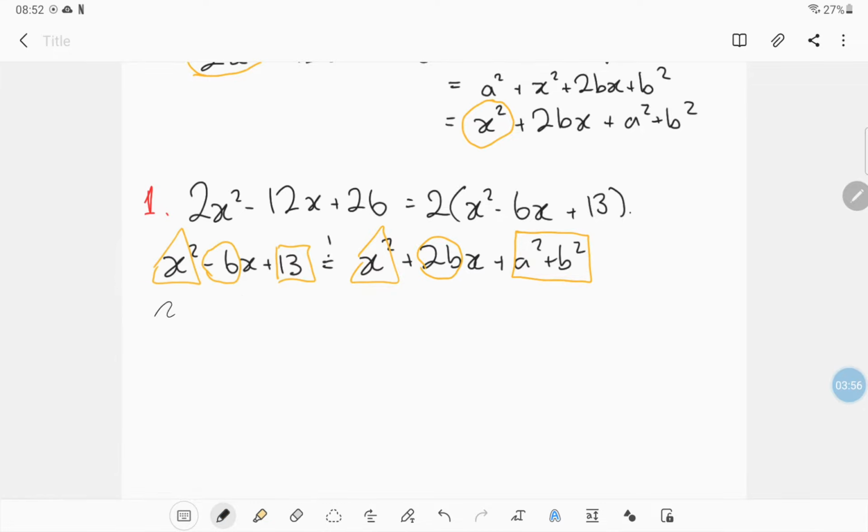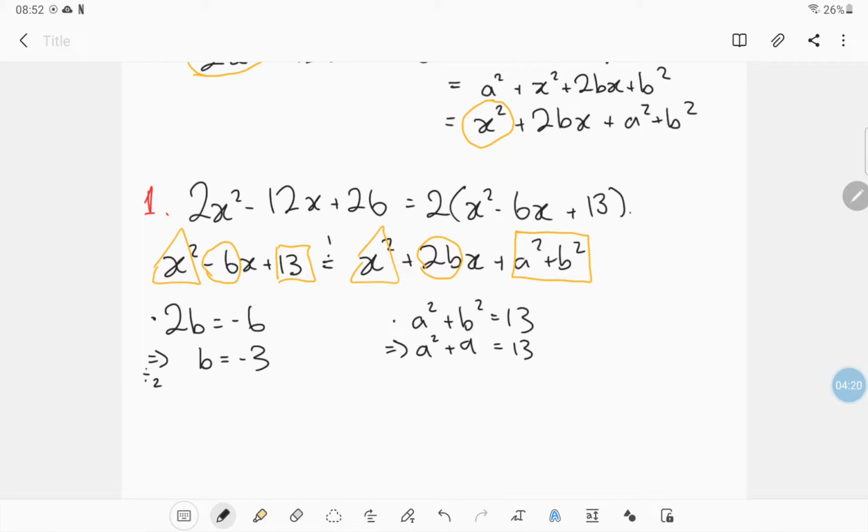So first of all, we'll do the 2b is equal to minus 6. Divide both sides by 2. I get b is equal to minus 3. And now I'm looking at a squared plus b squared is equal to 13. I know that b is minus 3, and b squared therefore is minus 3 by minus 3, which is plus 9. And then we can take away 9 from both sides to get a squared is equal to 4. And then we can take the square root of both sides. a is equal to plus or minus the square root of 4, but we can just take the positive one. We can just say we only need one of them.